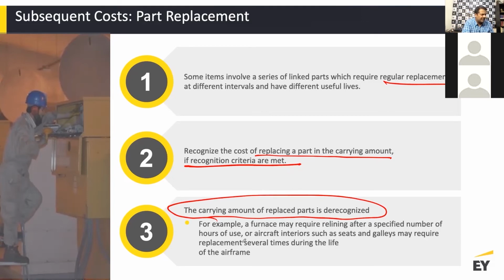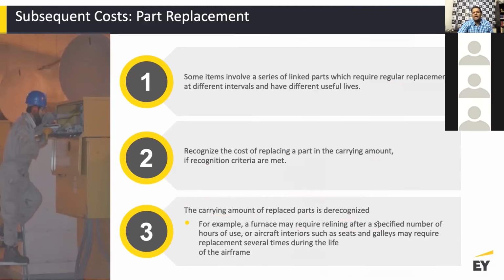In that sense, there are examples like a furnace may require relining after a specified number of hours of use, or aircraft interiors such as seats and galleys may require replacement several times during the life of the airframe. So they are very, very simple examples which we see across different industries and sectors, and we're going to try and understand this with some more examples.